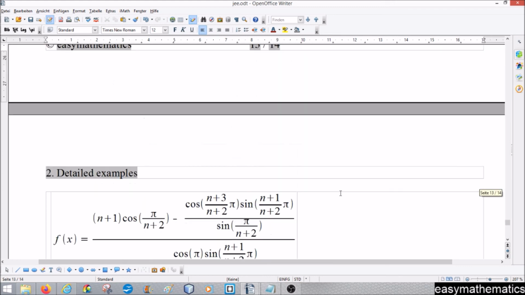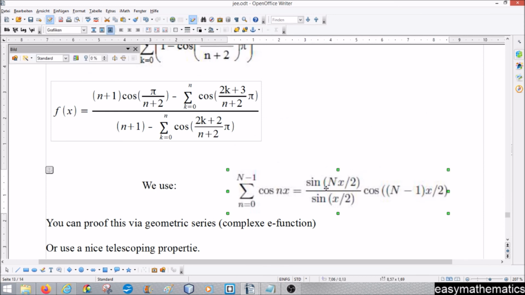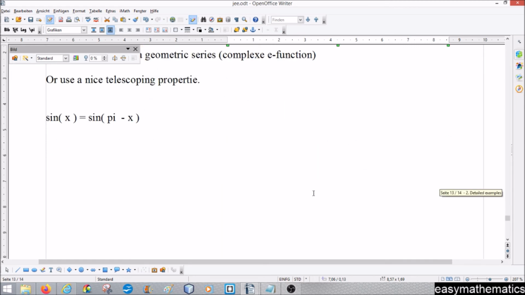So the main step is of course this crazy summation. If you do not know this identity, I want to repeat that: use the complex exponential function to simplify and you will get this result also. It's not so hard. Use the geometric series and you get this result.